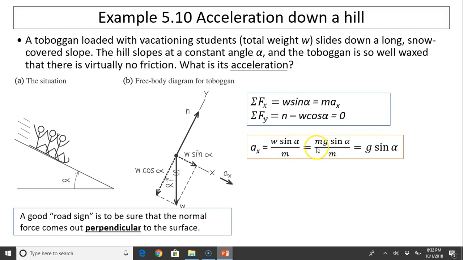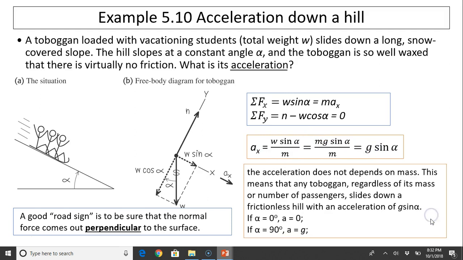W equals mg, so m and m cancel, and ax equals g sine alpha. What this tells us is that acceleration does not depend on the mass. This means that any toboggan, regardless of its mass or number of passengers, slides down a frictionless hill with an acceleration of g sine alpha.